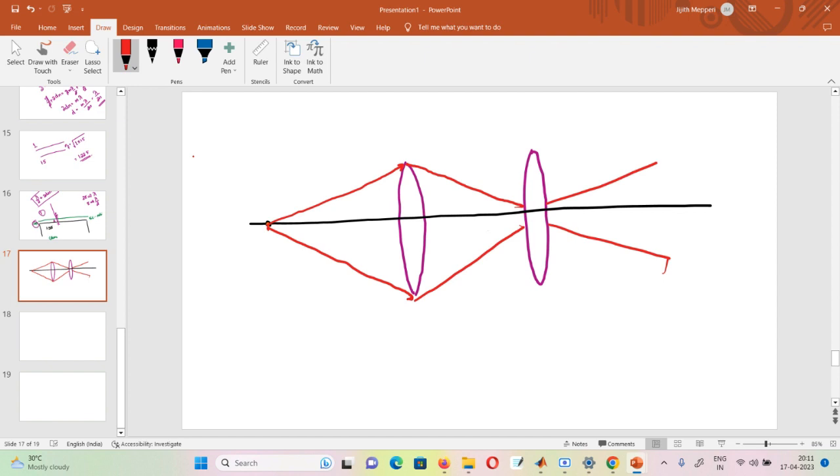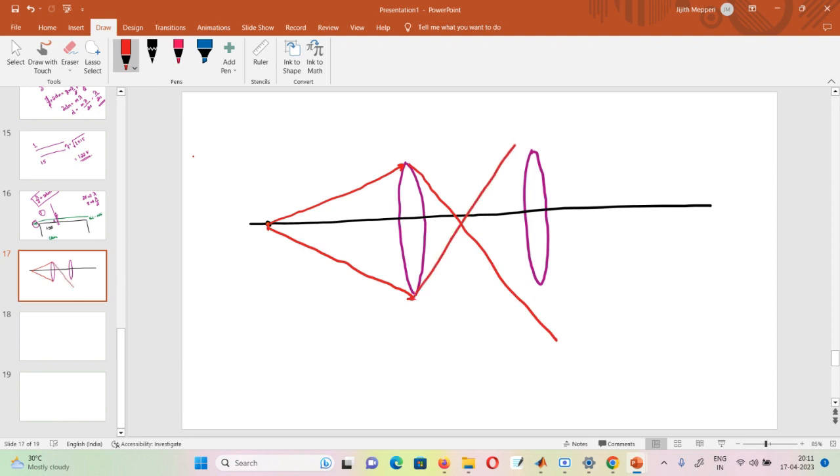Yes, sir. Now another condition. The condition is something like that. It is going this way. Since it is going this way, only this portion is actually getting passed through the system. Now, which is actually the aperture stop?